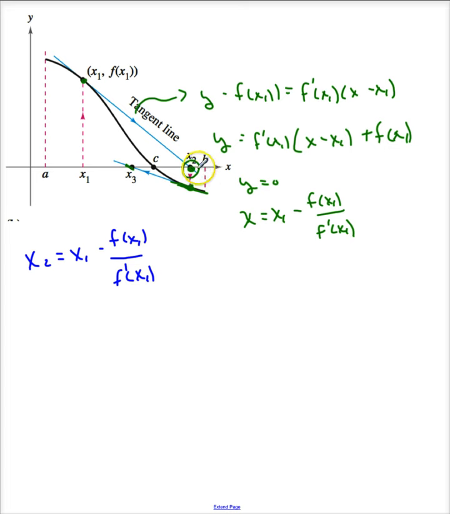So if this is my second attempt, what would my third attempt be? What would my third point here be? Well, that's going to be x2 minus the functional value evaluated at x2 divided by f prime at x2. So repeating this iterative process is called Newton's method.